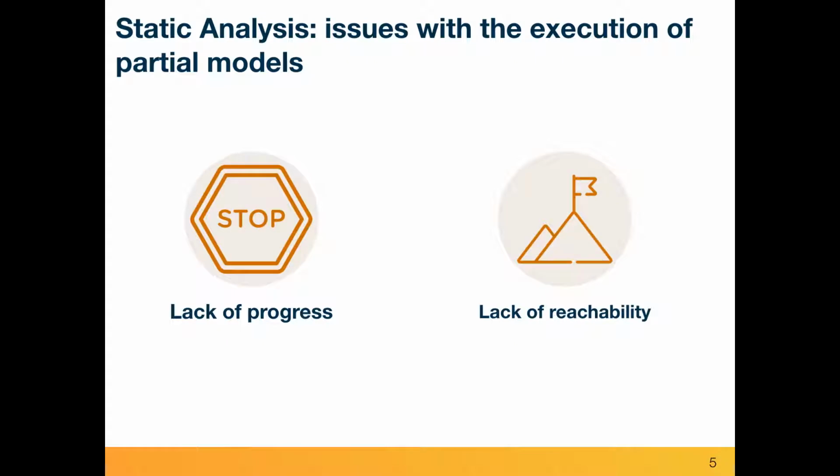The first step in our approach is the static analysis, which analyzes the model and finds elements that cause problems for the execution. We can classify these problematic elements in two groups based on the problems they cause: lack of progress and lack of reachability. Lack of progress prevents the model execution from being continued. And lack of reachability prevents the execution from reaching relevant states that are required during the testing and debugging of partial models.